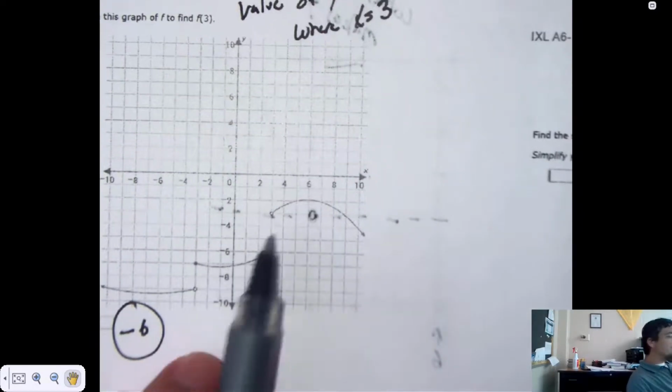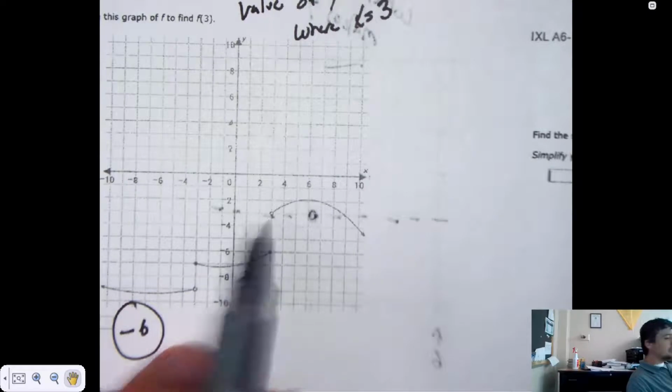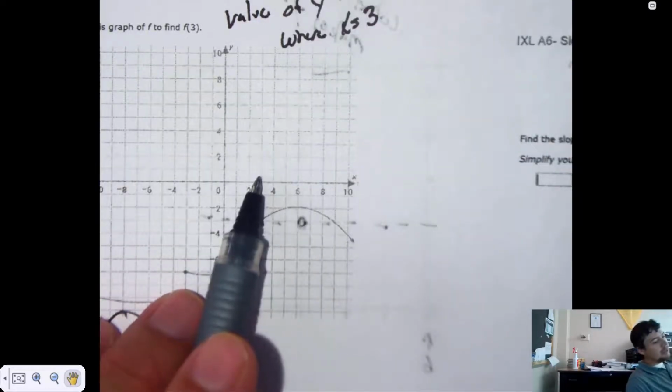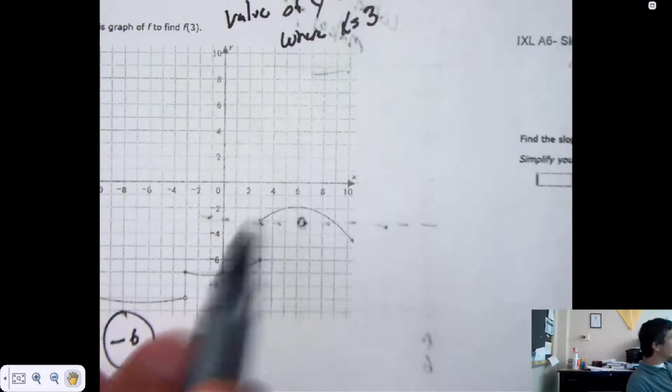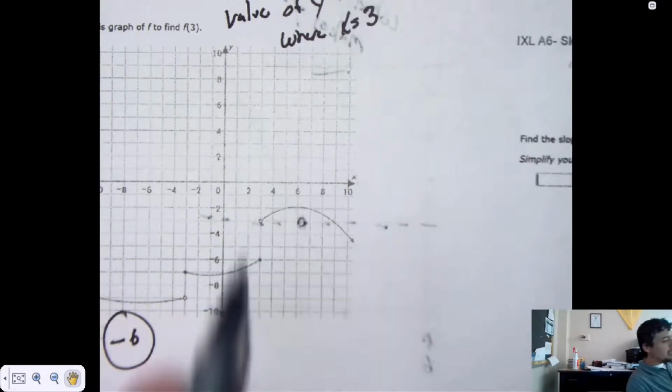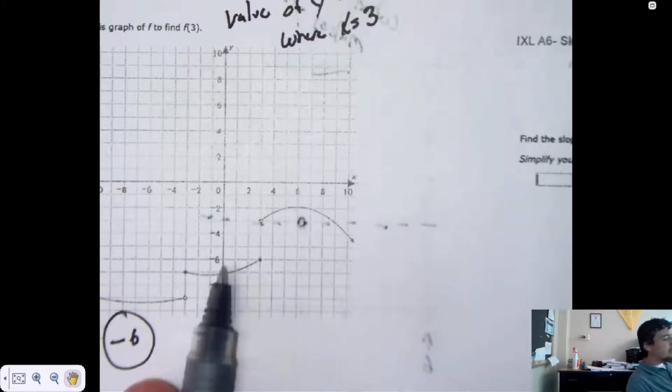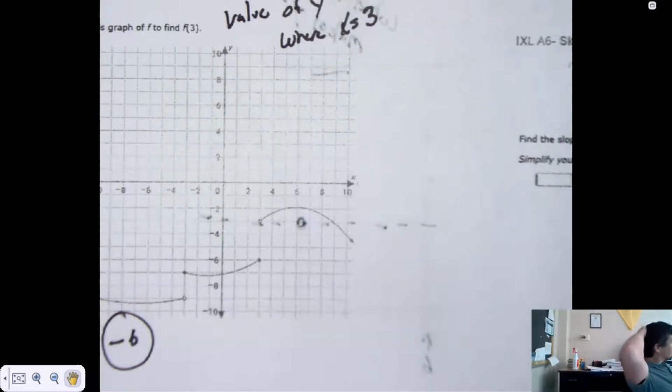Is there anything at this open hole? So it is f of 3. So we went to 3 on the x-axis. We glanced at the graph. There's nothing at open holes. They don't exist. So we had to look down at the solid dot because something does exist there. And the y value there is -6. You good?